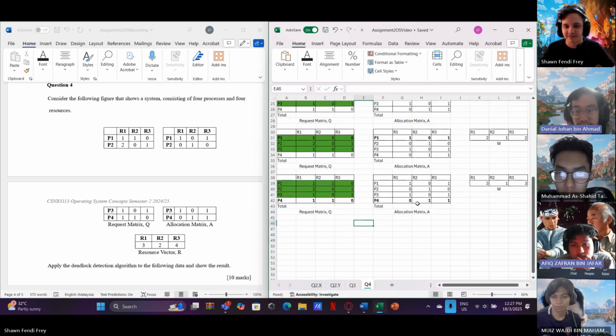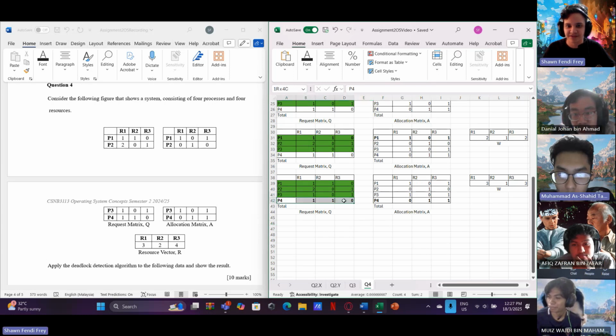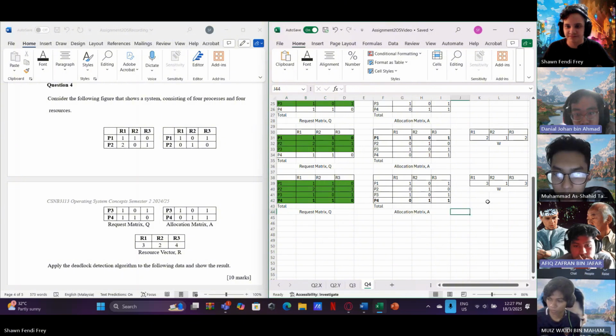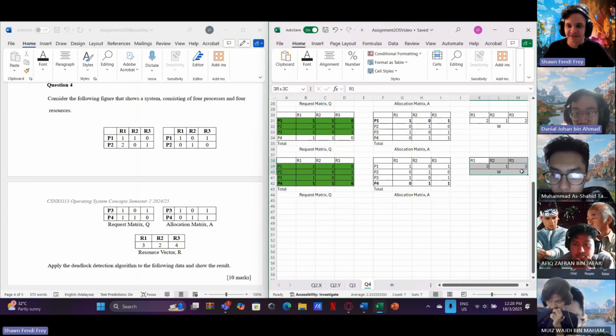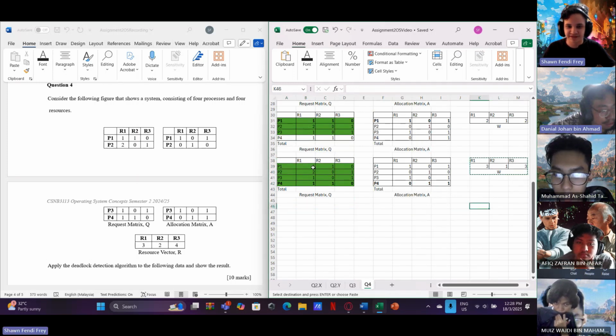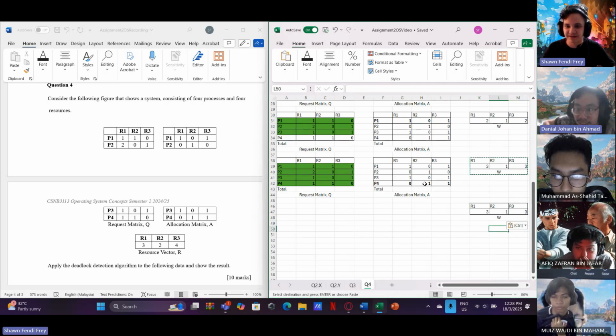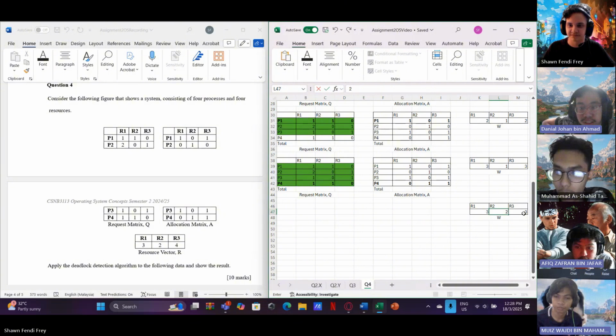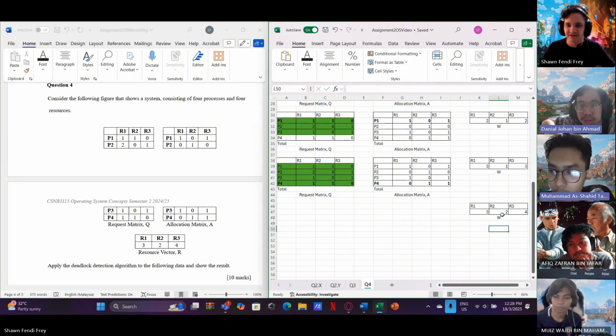So the last one is P4. We don't need to take W again. So add the allocation matrix, and we will get 3, 3, 2, 4. Actually, it's 3, 2, 4.